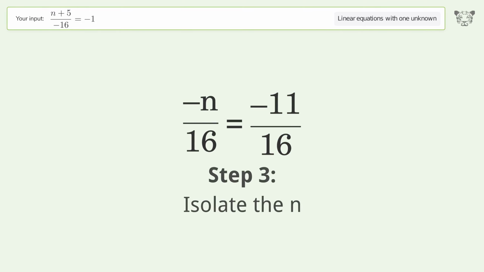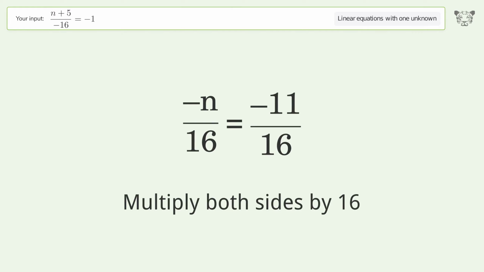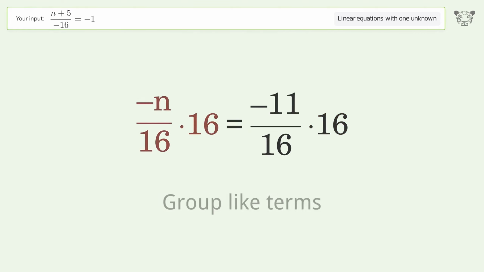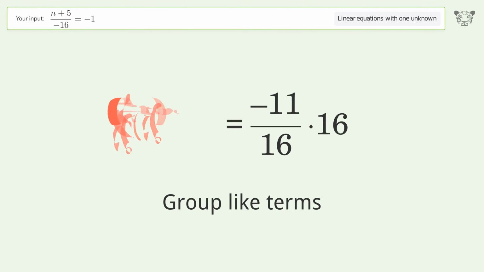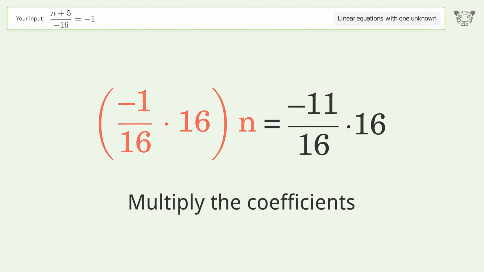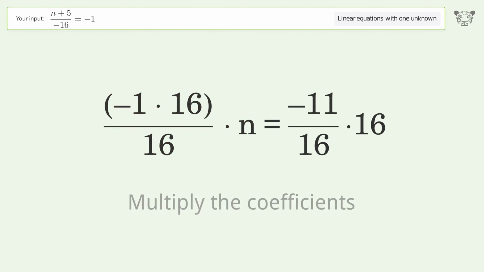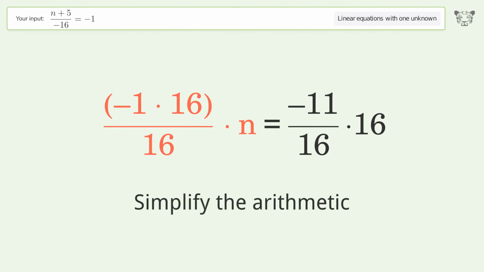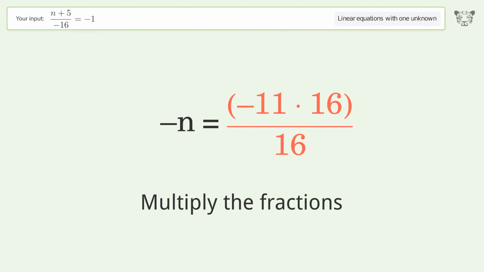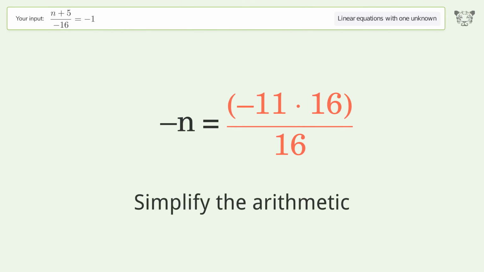Isolate the n. Multiply both sides by 16. Group like terms. Multiply the coefficients. Simplify the arithmetic. Multiply the fractions. Simplify the arithmetic.